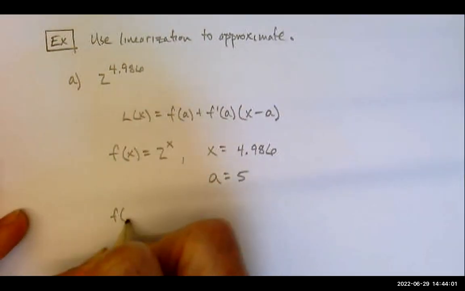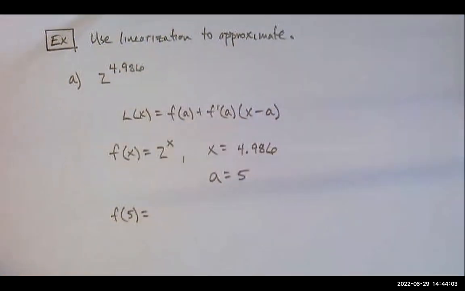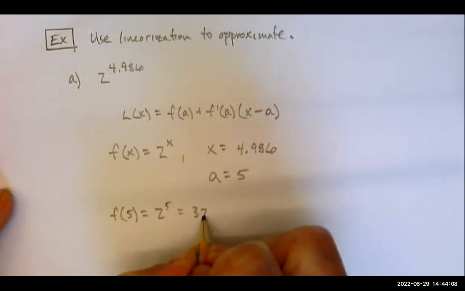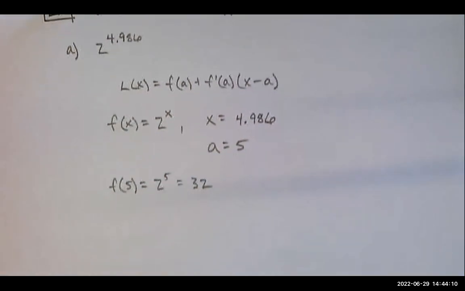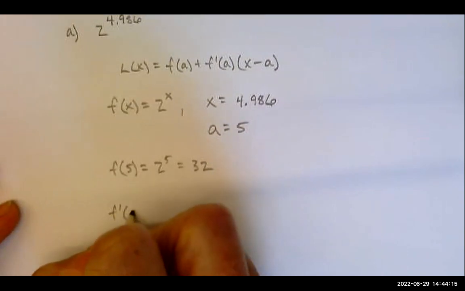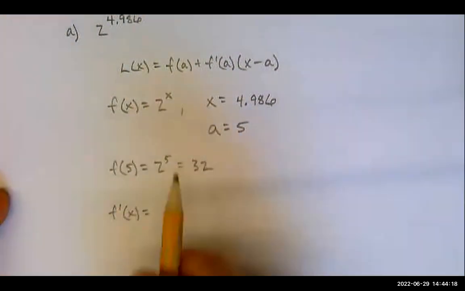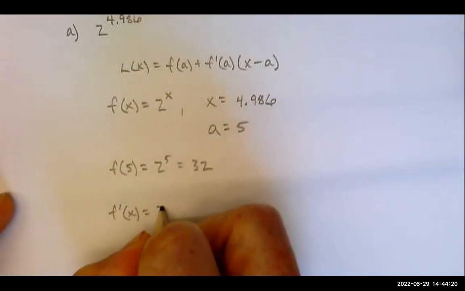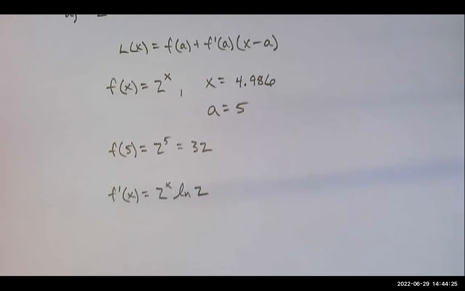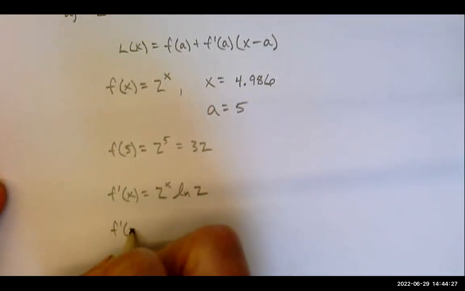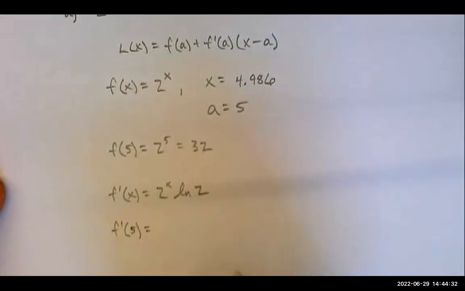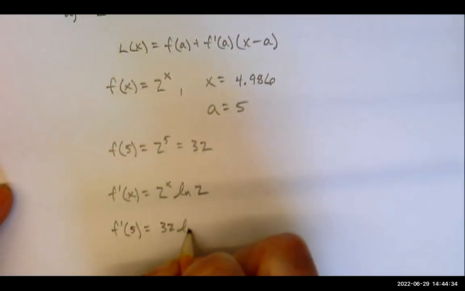Let me find f of 5 just while we're here before we do a derivative. So plugging that in, 2 to the 5th is 32. All right, and now we'll find f prime 5. To take a derivative, f prime, the derivative of 2 to the x, maybe you remember that's 2 to the x, natural log of 2. And we'll find the value at 5. So that's going to be 2 to the 5th again, times the natural log of 2: 32 natural log of 2.